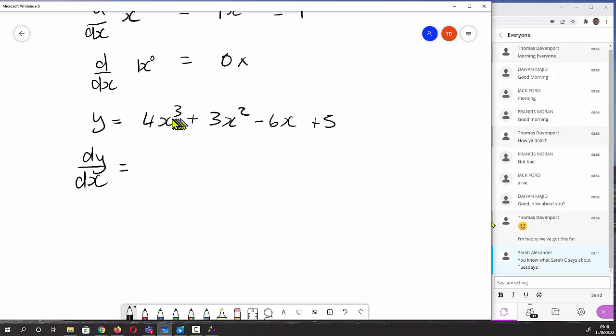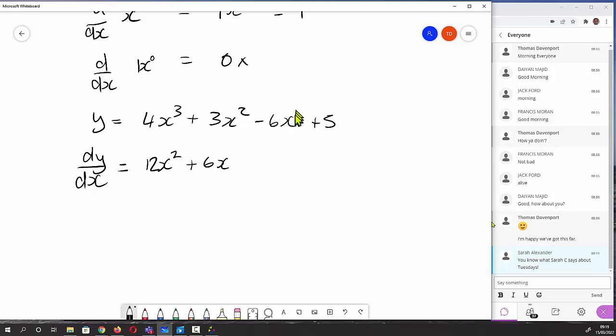We're going to multiply by the 3 here, so we're going to get 3 times 4, that's going to be 12x, and then we reduce the power by 1, so that becomes 12x squared. Okay, now we get the next term. We're going to multiply 3 by 2, so we're going to get 6, and then we reduce that power by 1, so instead of x squared it becomes x, and then we're going to get the next term.